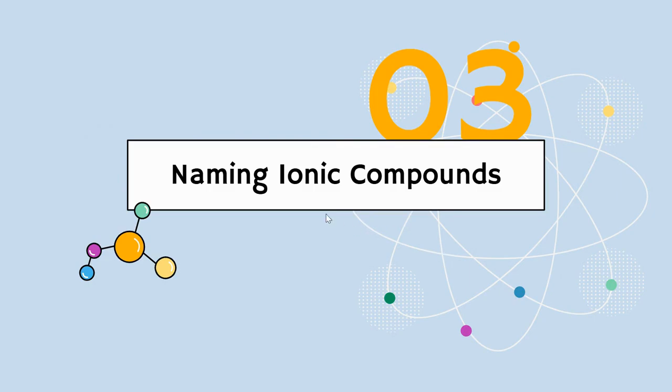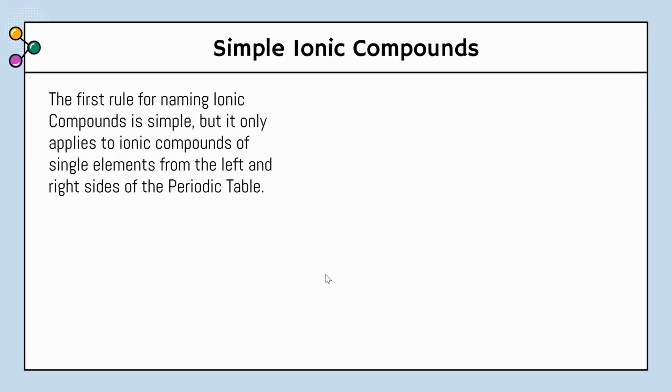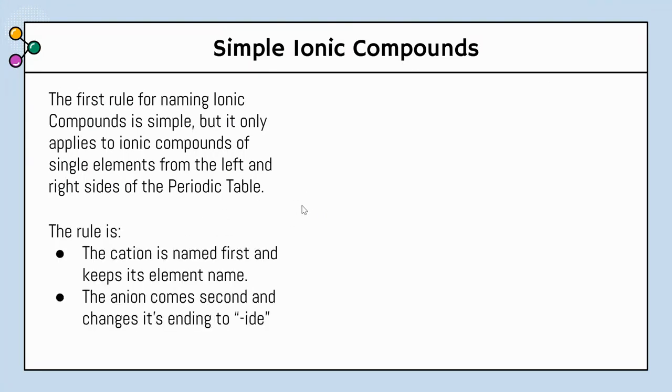So how do we name these ionic compounds? Well, the first rule is very simple, but it only applies to ionic compounds when we have single elements from the left and right sides of the periodic table. And this rule is that the cation comes first and it keeps its element name exactly the same. The anion comes second and it changes its ending to -ide.